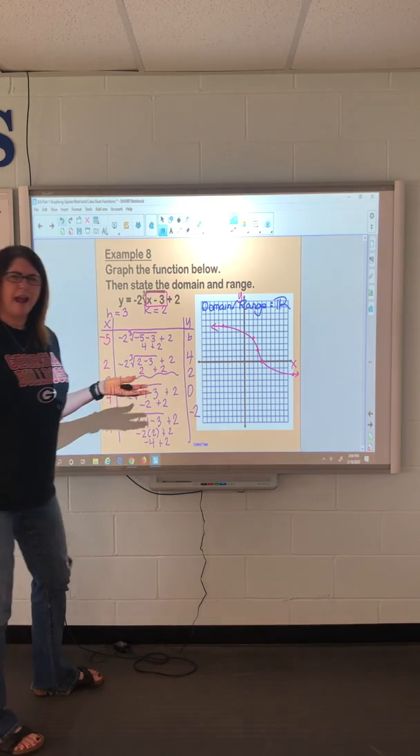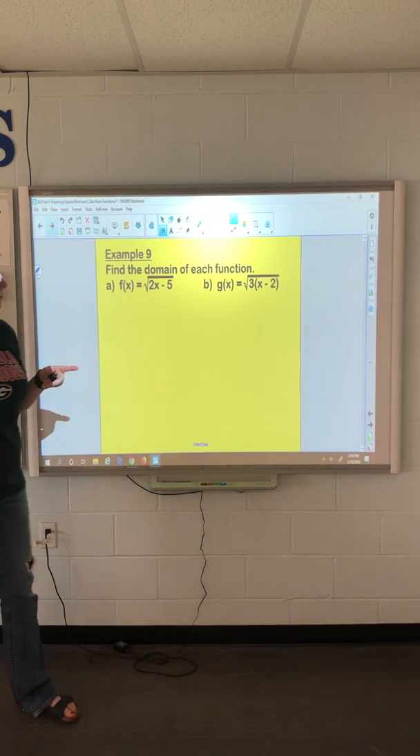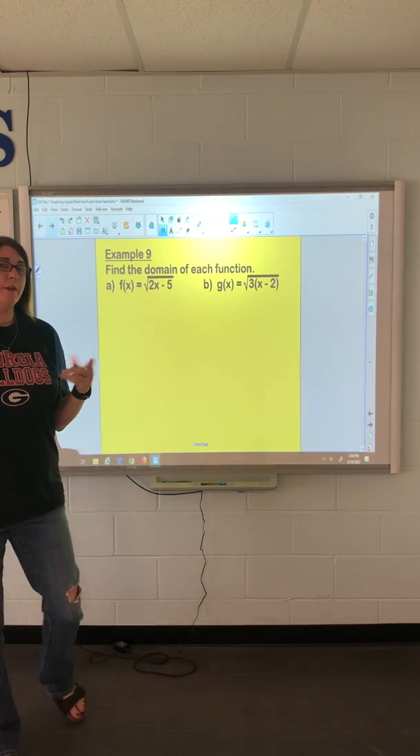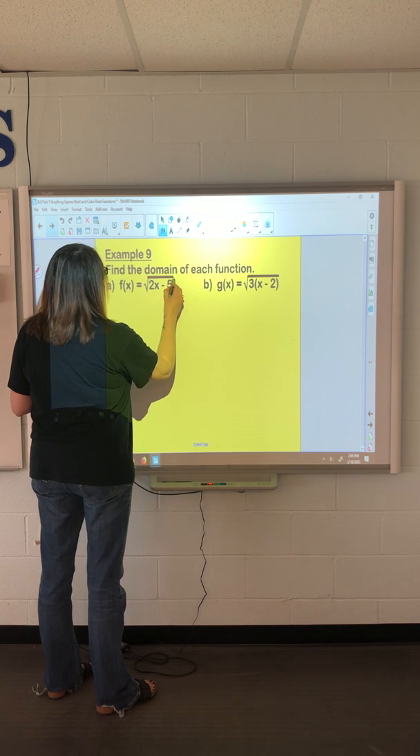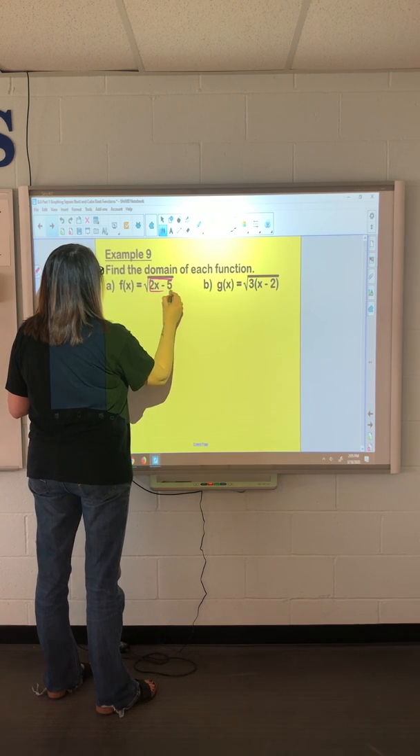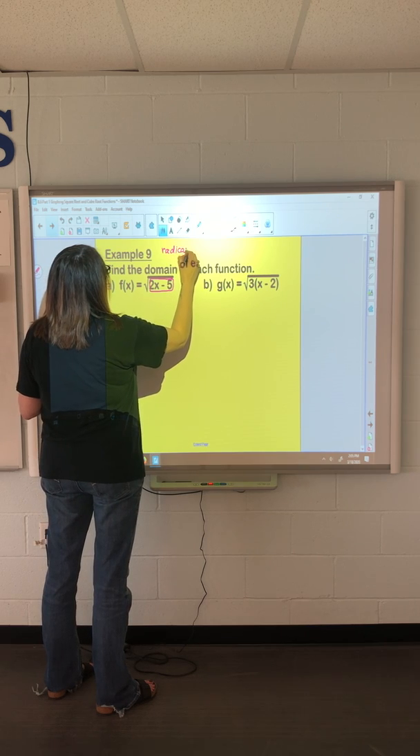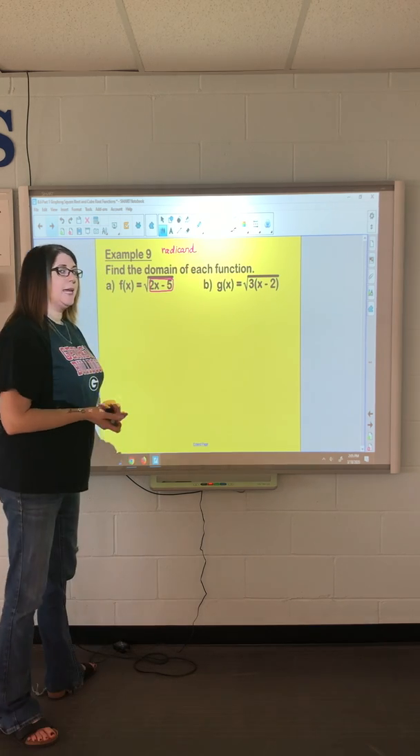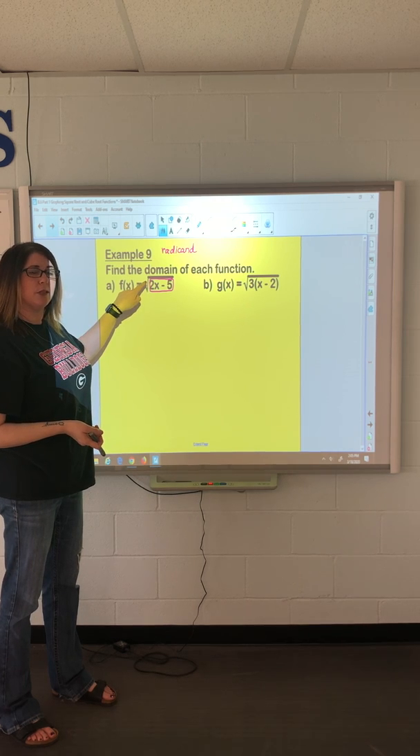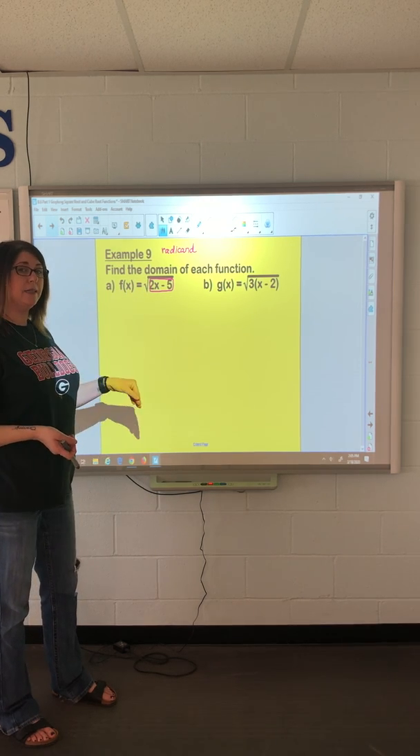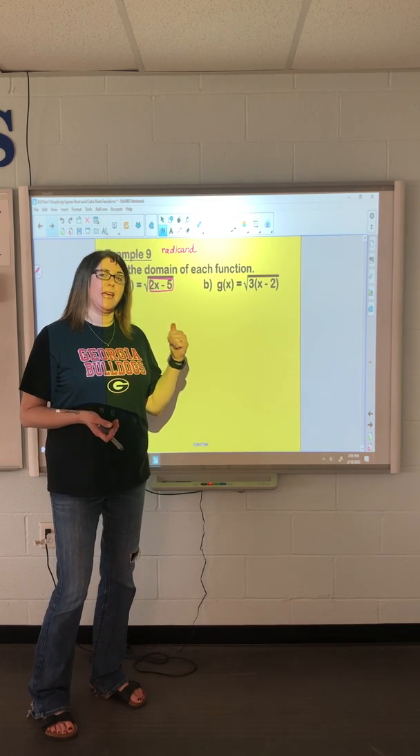Okay, let's get away from graphing for just a minute, shall we? We have some problems where we're being asked to find the domain. So let's talk about what we know. Remember that we said that this thing right here that we call the radicand, when your index is even, and remember, if there's nothing there, that's understood to be a 2, means that you can't have a negative under there.